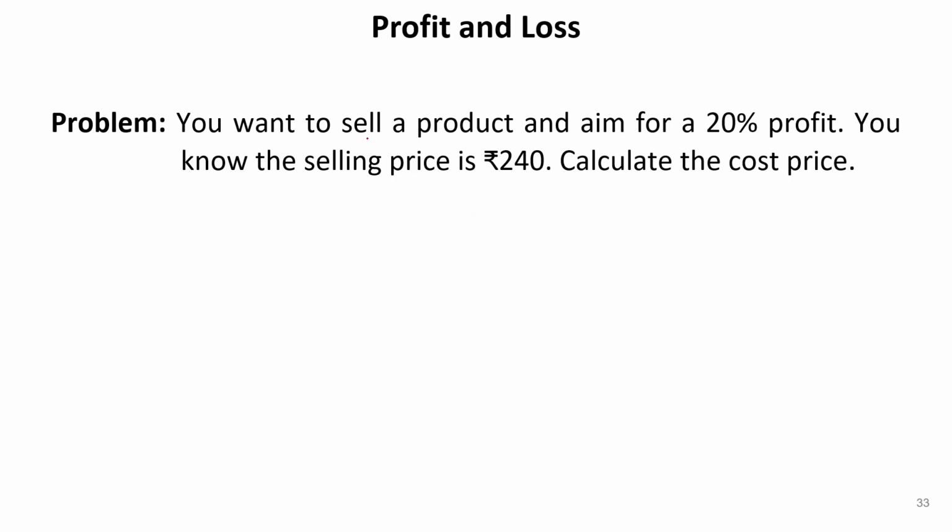So you want to sell a product and aim for 20% profit. Okay, so the profit you are aiming for is 20%. So you know the selling price is 240. Okay, calculate the cost price. We know that 20% profit, so this will be equal to what? Profit percentage. This is equal to gain into 100 whole by cost price, that is CP. So this implies that 20 is equal to gain into 100 by CP.